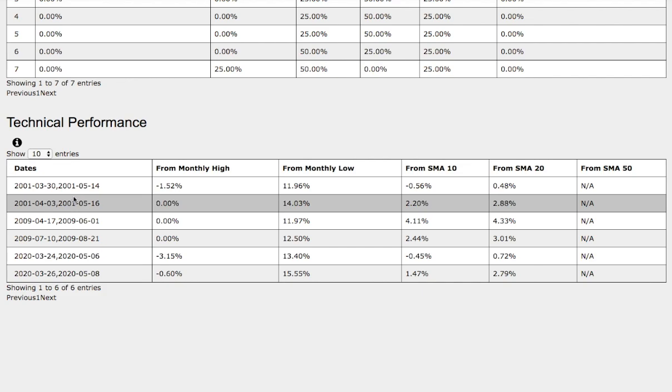Now the trend that we just examined was April 3rd to May 16, 2001. At that time, it was only 0% from monthly high, up 14% from monthly low, up 2.2% from the 10 simple moving average, and up 2.9% from the 20 simple moving average. Among the two trends, there are technical similarities.